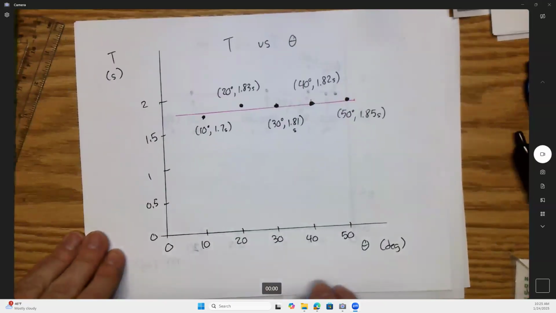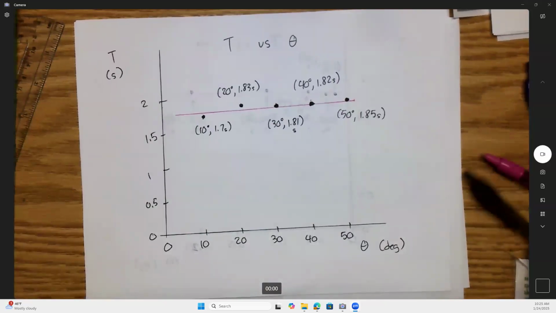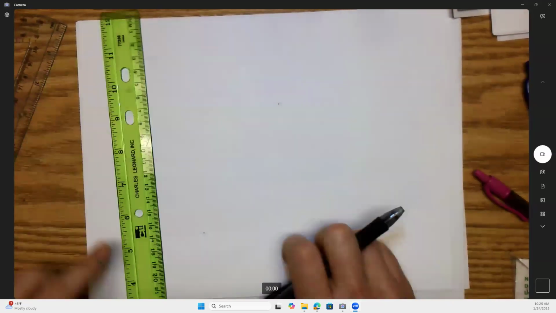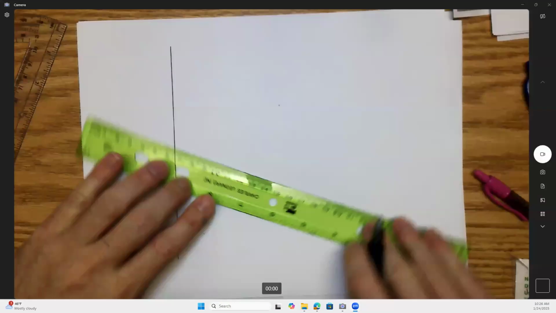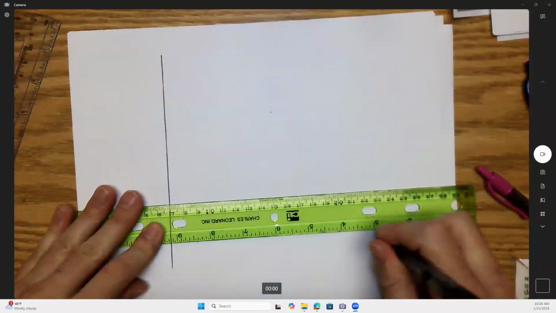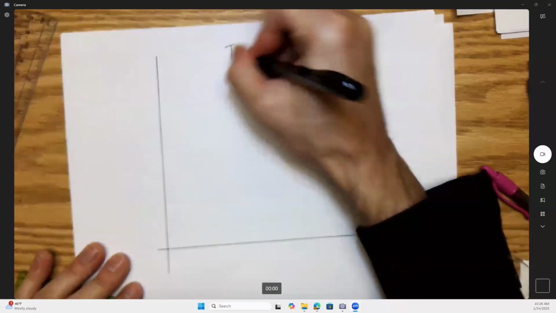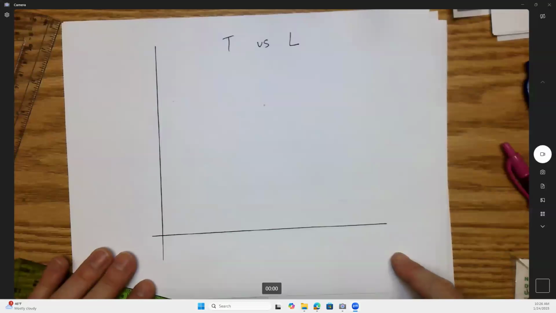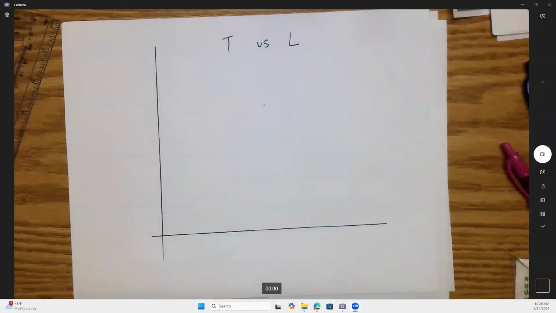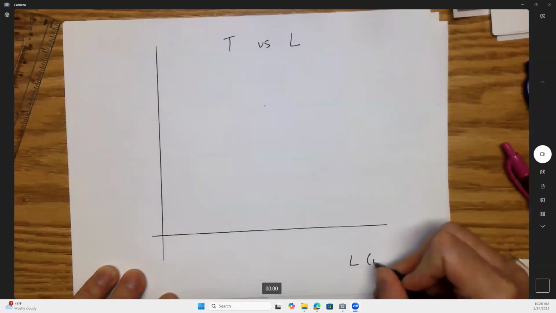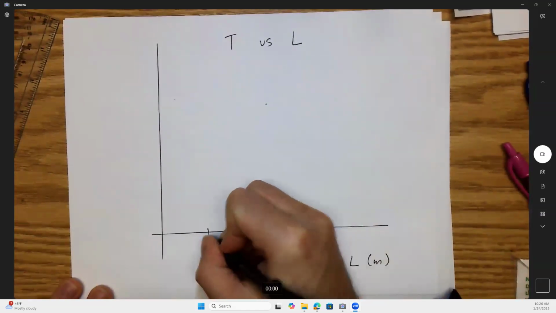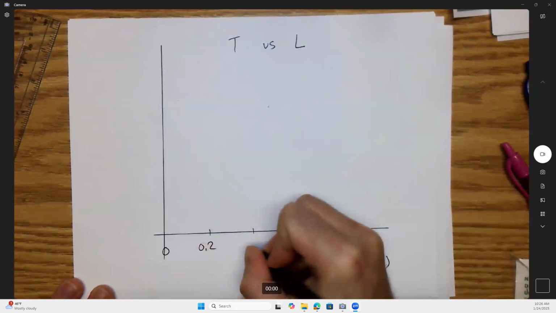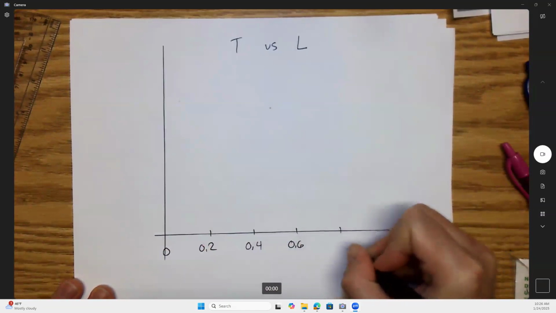Let's have you guys test. That was length. Are you guys ready for length? Okay. So, want to hear my data? Yeah, go for it. All right, what are we measuring this time? Length. What was your longest length? Longest length was 0.8 meters. All right, so length, meters. So 0, 0.2, 0.4, 0.6, 0.8.